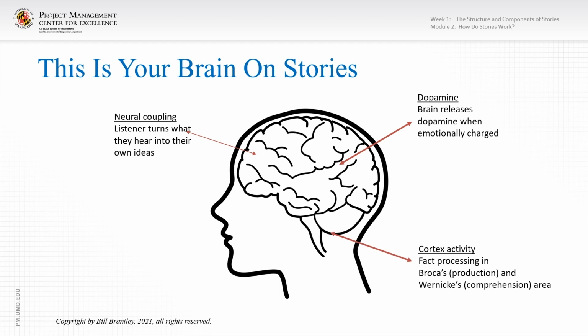And then we have all kinds of cortex activity going on, and essentially what you're listening to and what kind of language I use, there's all kinds of fact processing going on in different areas of your brain, and areas that are dealing with language production and language comprehension so that you can better understand what I'm talking about and relate to it. And then, as you get deeper into the story, our brain waves start syncing.